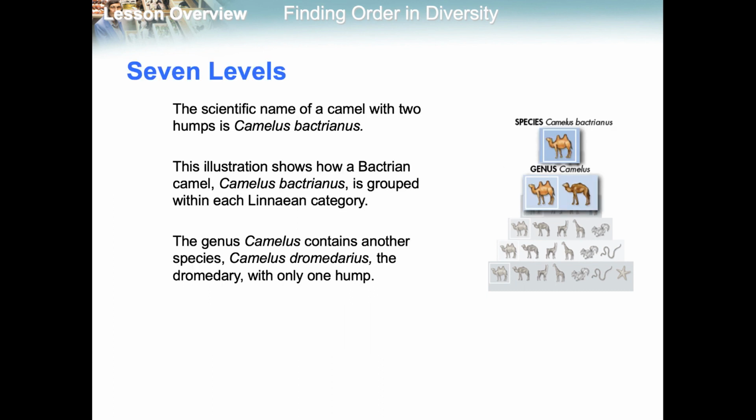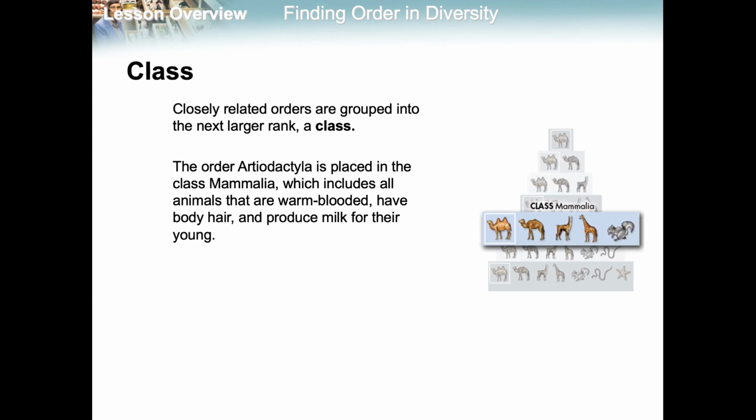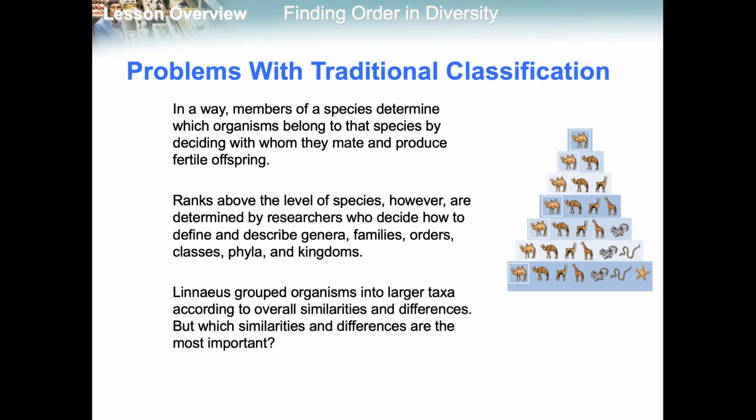Then we have the genus Camelus, which is only camels, and then Camelus bactrianus has to do with camels with 2 humps versus a camel with 1 hump, which is a Camelus dromedarius. Now, problems with this when it has to do with anatomical characterization: just because 2 things look similar doesn't necessarily mean they are related and should be grouped together.